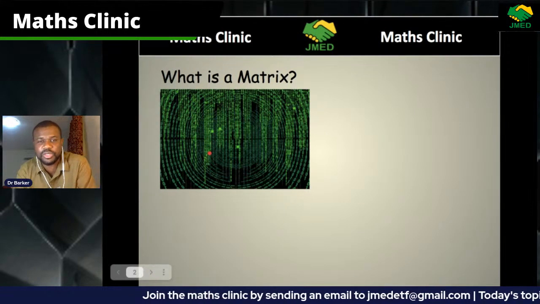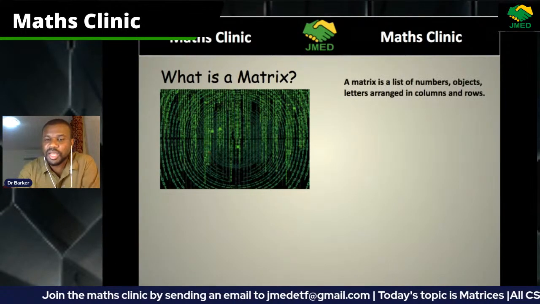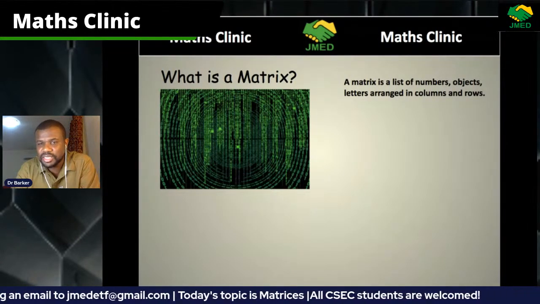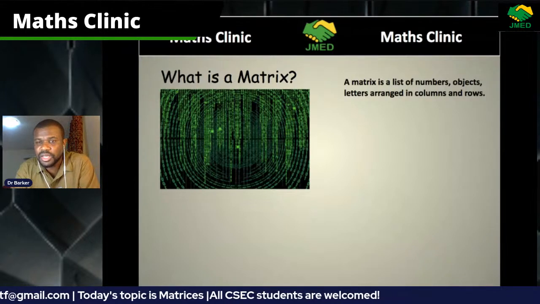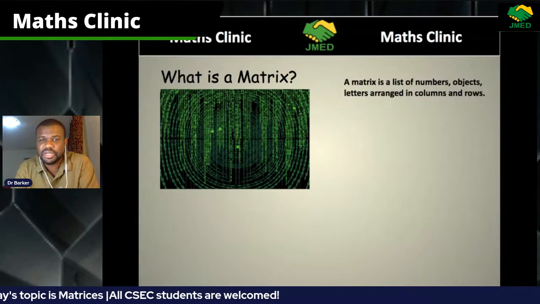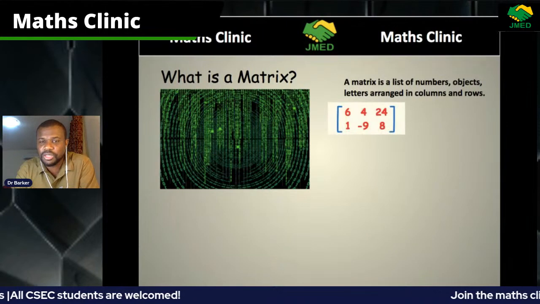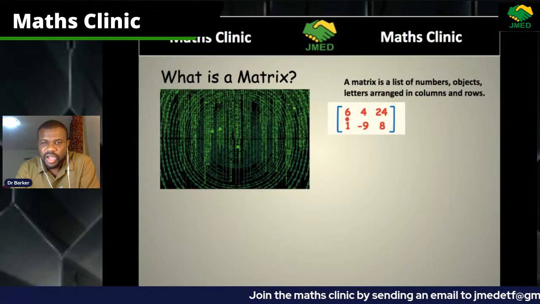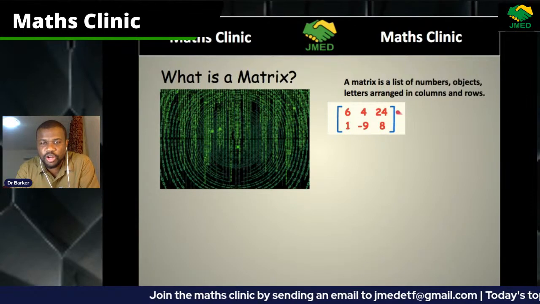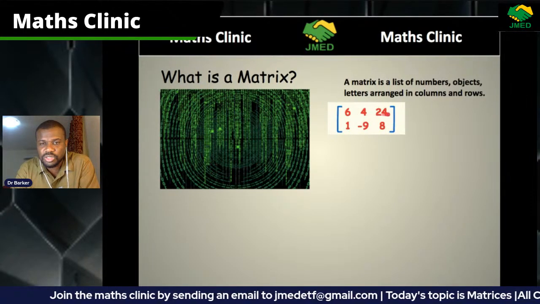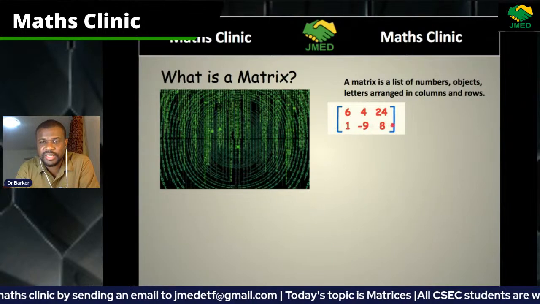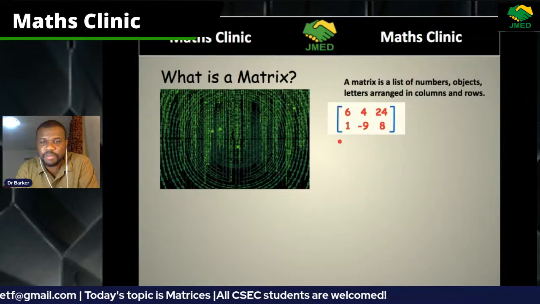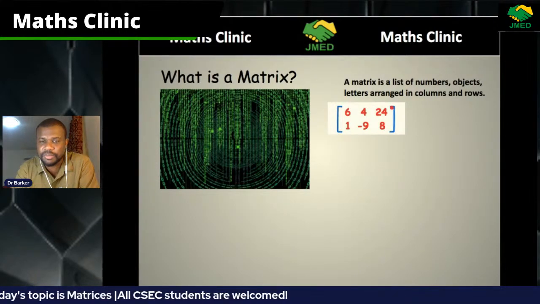But the reality of it, when we talk about a matrix, we're talking about an arrangement of numbers, objects, letters, anything, to be honest, that's arranged in columns and rows. So if we have numbers like these, this is considered to be a matrix. What you have to bear in mind is that there's this organization: we have rows going across horizontally, and we have columns. And normally for a matrix, you'll have a pair of brackets to enclose it.